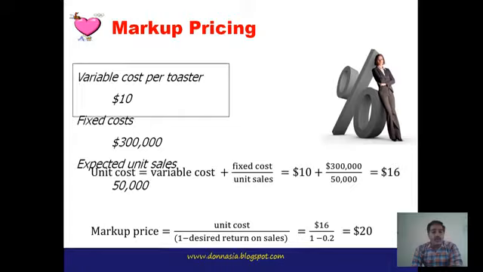Markup price is equal to unit cost upon 1 minus desired return on sales. Here in our example our desired return is 20%. So we just put the values as per this formula: $16 in place of unit cost upon 1 minus desired return on sales, which is 1 minus 0.2. So it is equal to $20, meaning $16 divided by 0.8 is equal to $20. By this way we can set the price using markup pricing. I think you have got it.